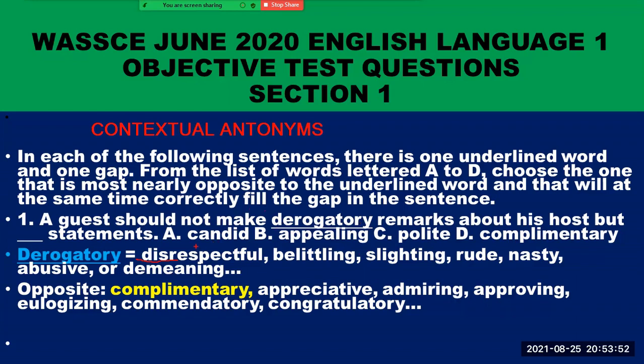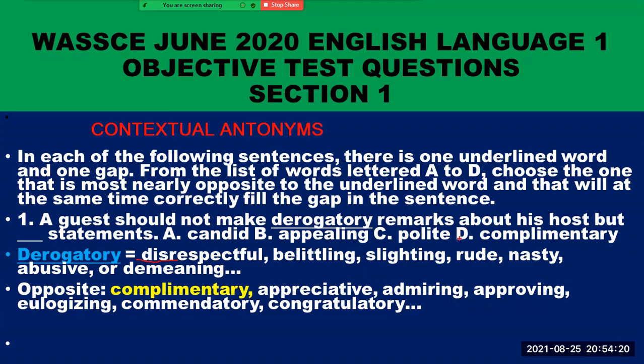Option A is candid. No, candid is not the exact opposite of derogatory. When you are candid, you are frank, but it's not the opposite of derogatory. Now, appealing is also not the opposite of derogatory. Polite is close to it, but not the exact opposite as it is used here. All right.